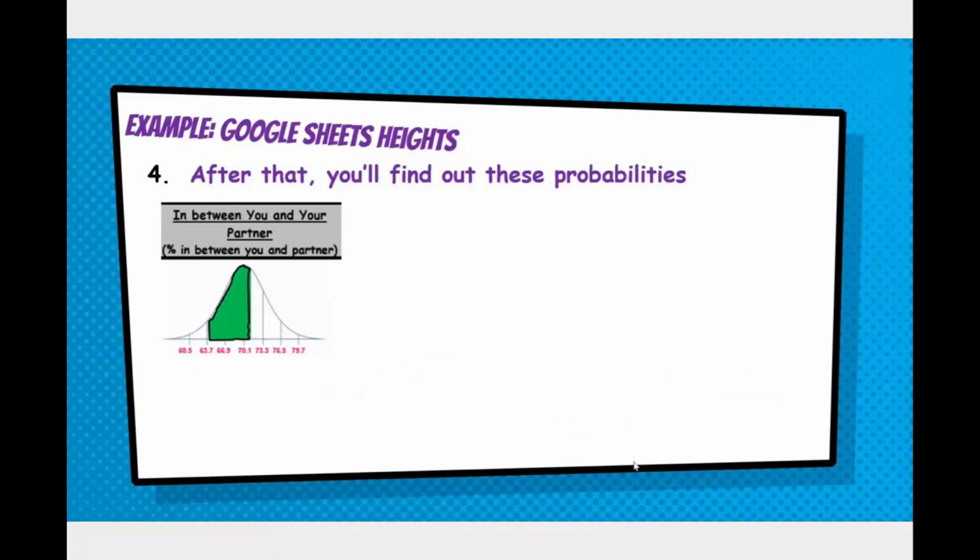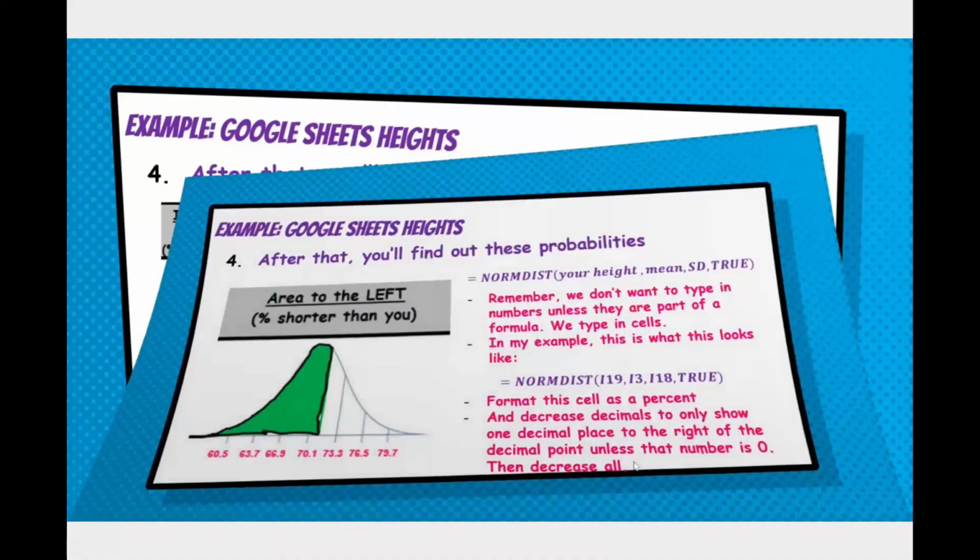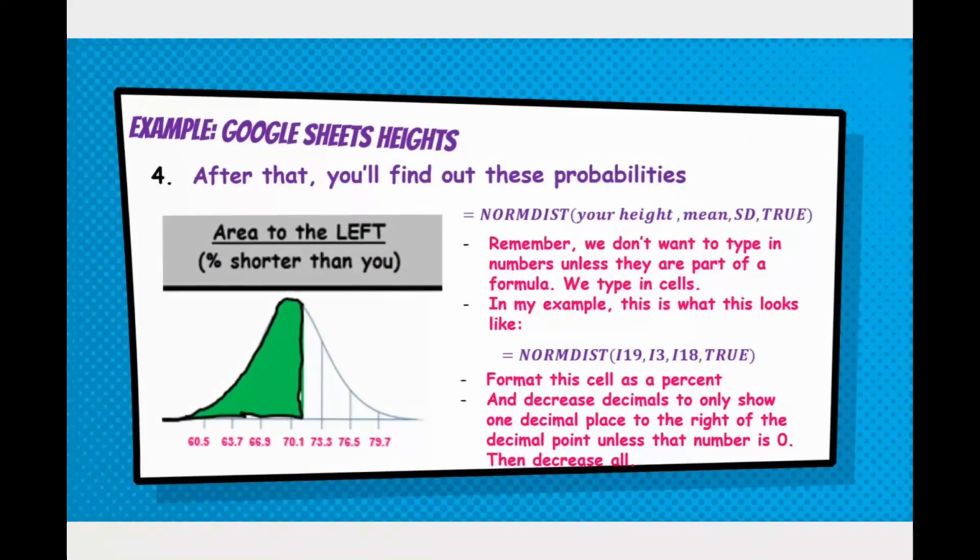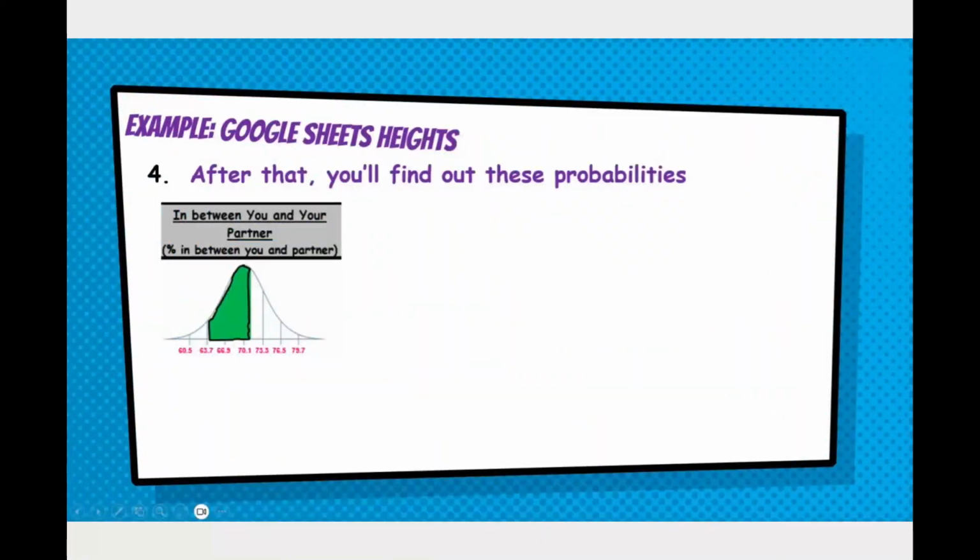And so whatever I got, that's what I would type in. The formulas are going to be slightly different depending on the areas that we're shading. When we're shading in between, we have these upper bounds and lower bounds.